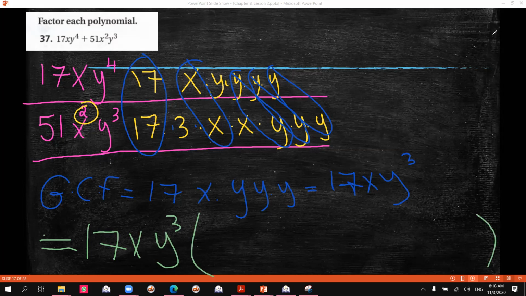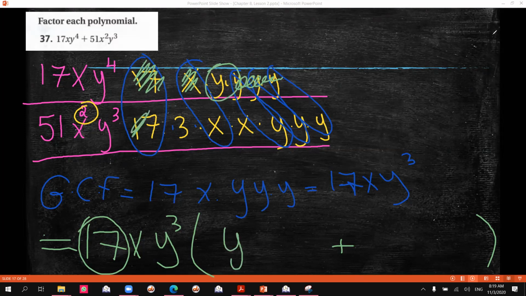Here we wrote first the GCF. Then the question here was 17xy to the power 4 plus 51x squared y cubic. So there is a plus between them. Look at the first one now. If we remove the 17, and x, and y, and y, and y, what is left? Y. Look at the second one. If I remove the GCF, what will remain? 3x.